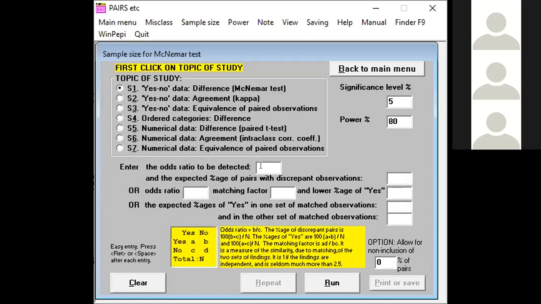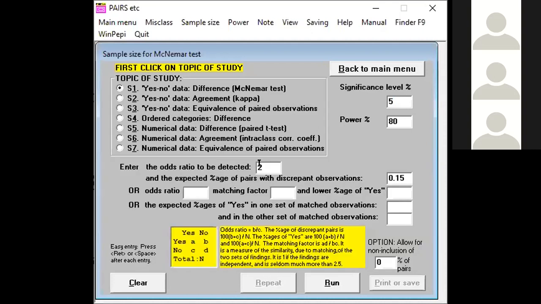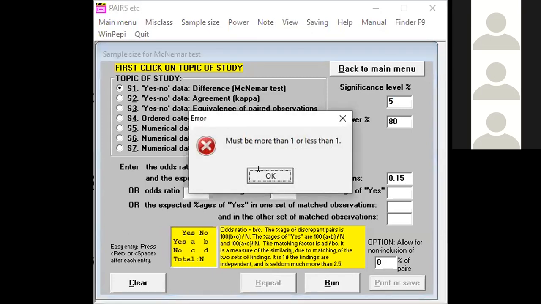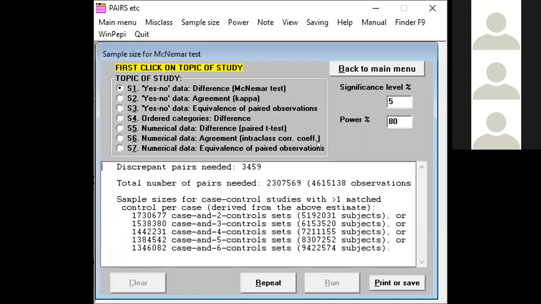For matching power, you can put the compare. If you look at it, you still have 80% power and 5% here. So let's say what you want to detect is the odds ratio and the expected percentage of pairs with the discordant observation. Let's just say the change you expect is 0.1 or 1.5, 50% change. This ratio, let's say 1. Cannot be 1. 1.1. Yeah, 3,000. It's an arbitrary value you just put there.